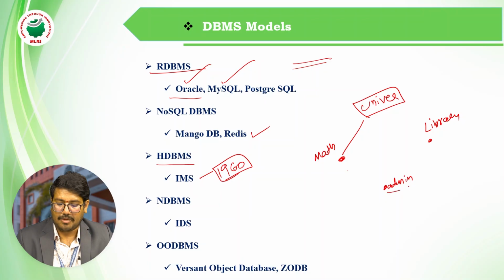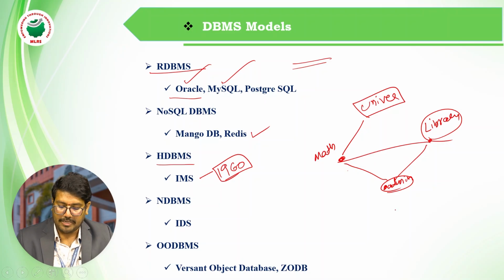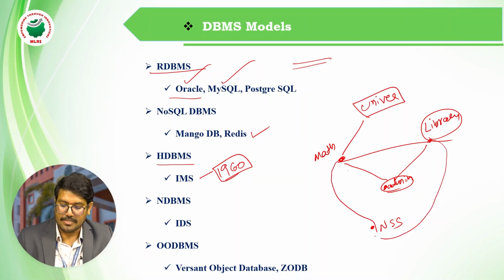And remember, the admin block is connected with the math department, the admin block is connected with the library department, and the library is connected with the math department, and math is connected with the library department, and there is an NSS department or a club. So this math people are also connected with the NSS, and library people are also connected with the NSS, and admin people are also connected with NSS. So one and all are connected interlinkedly, one to all.